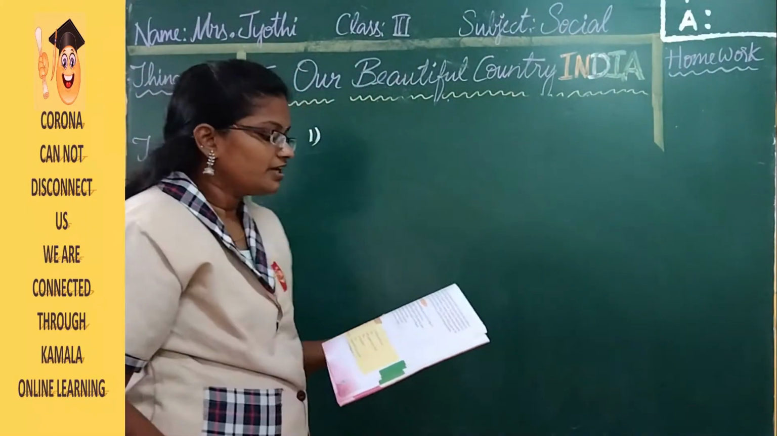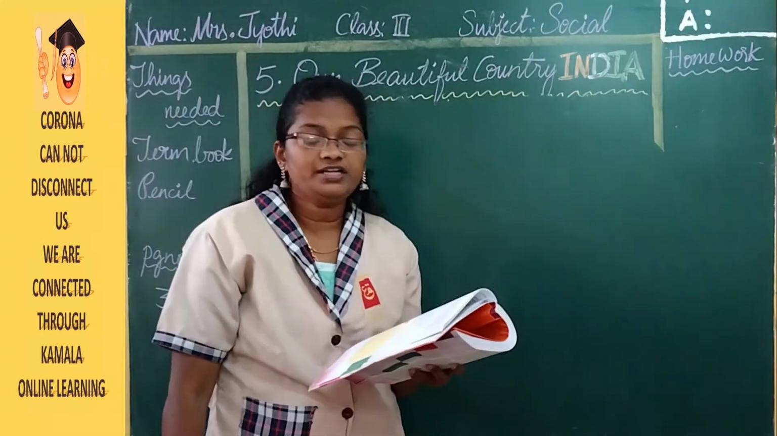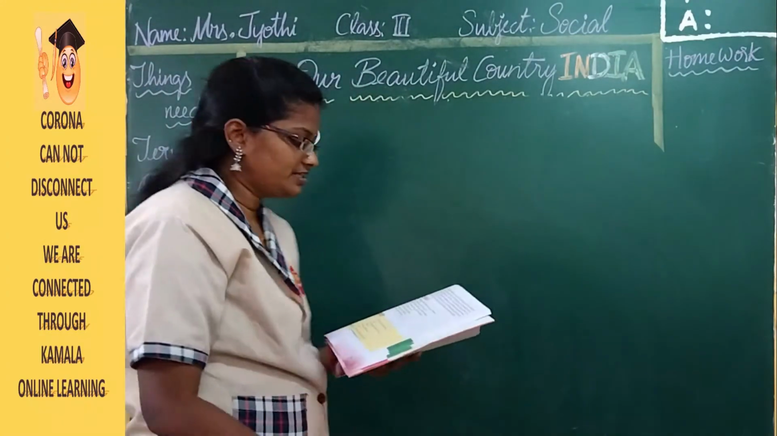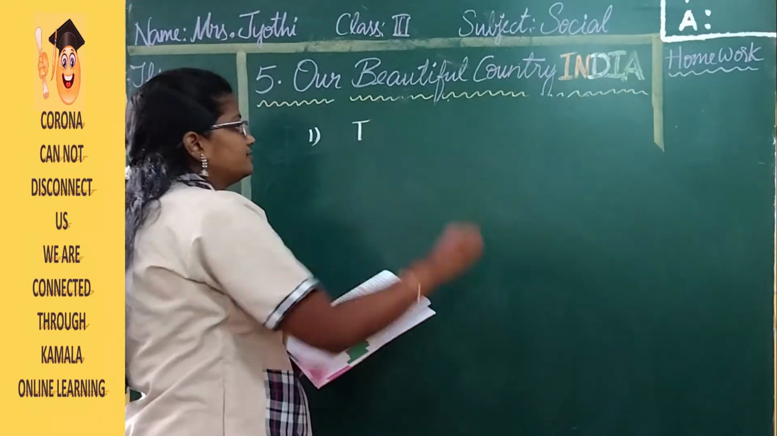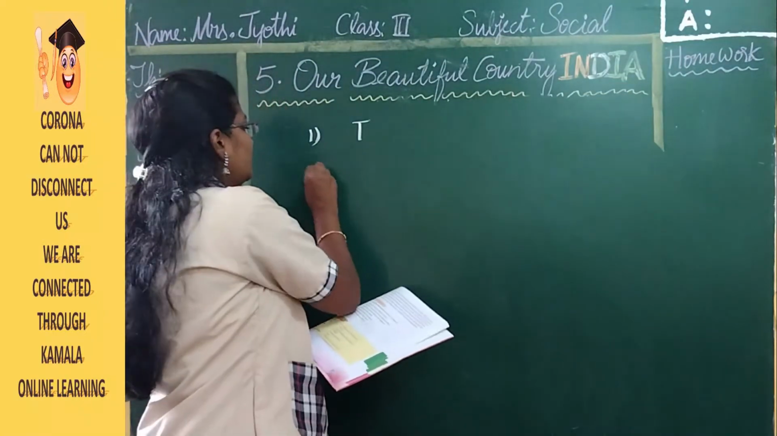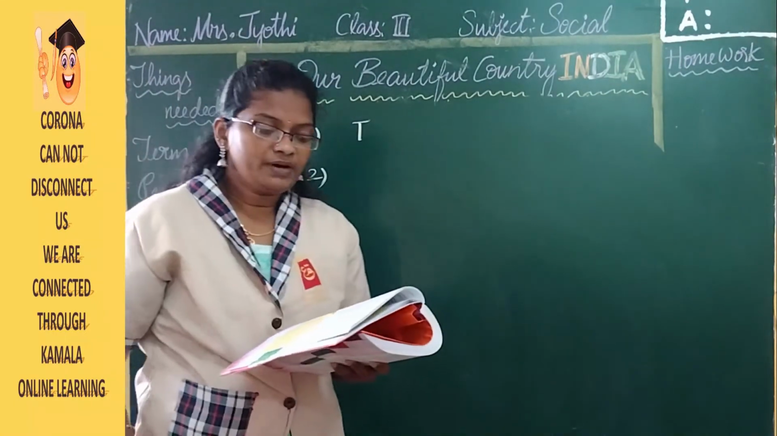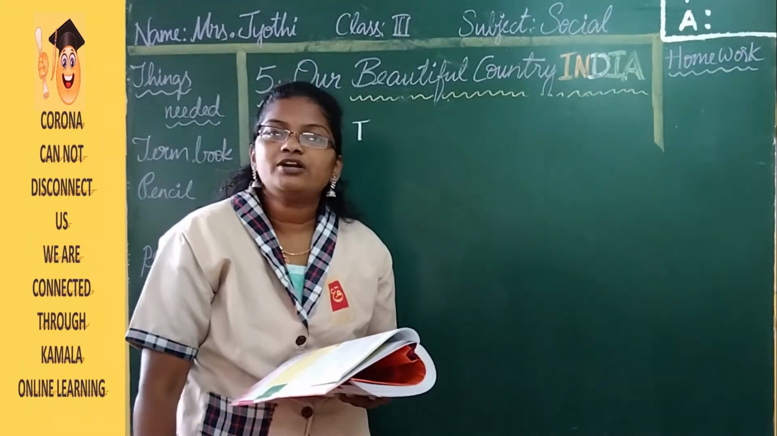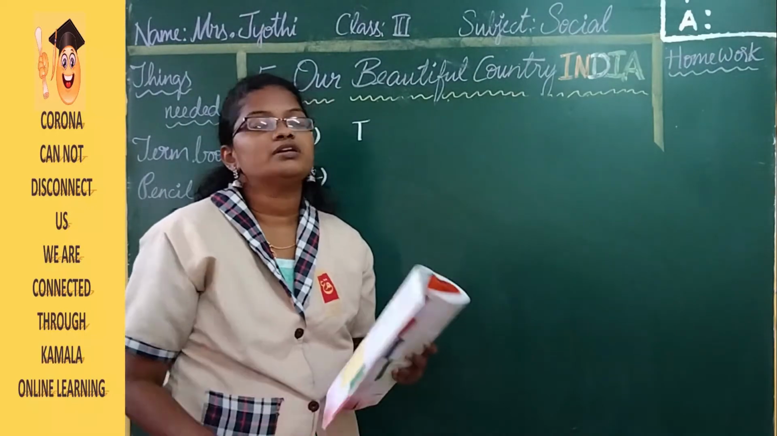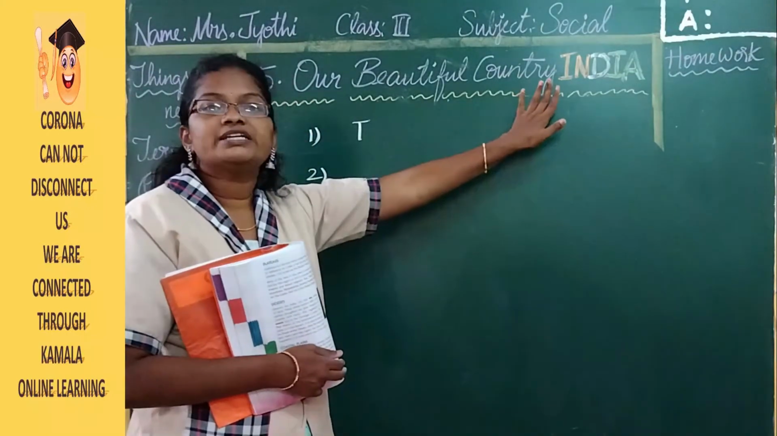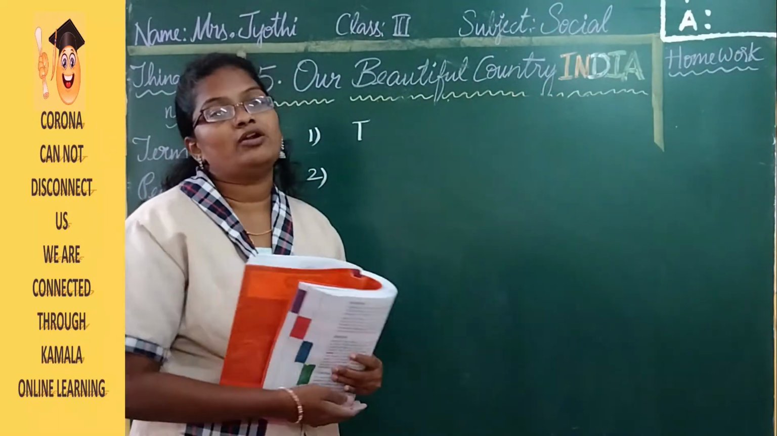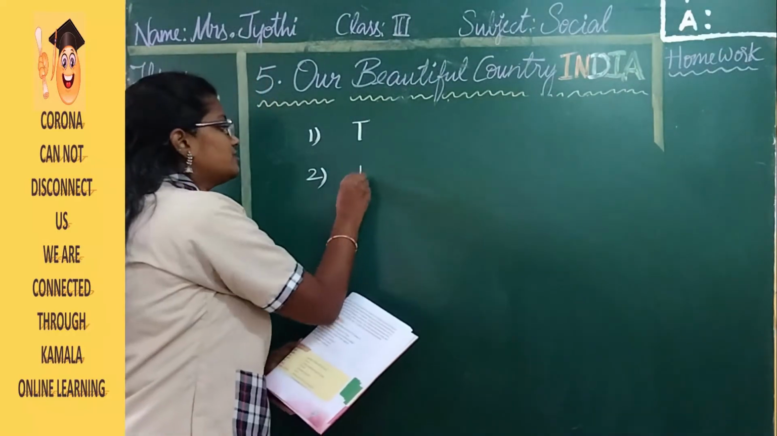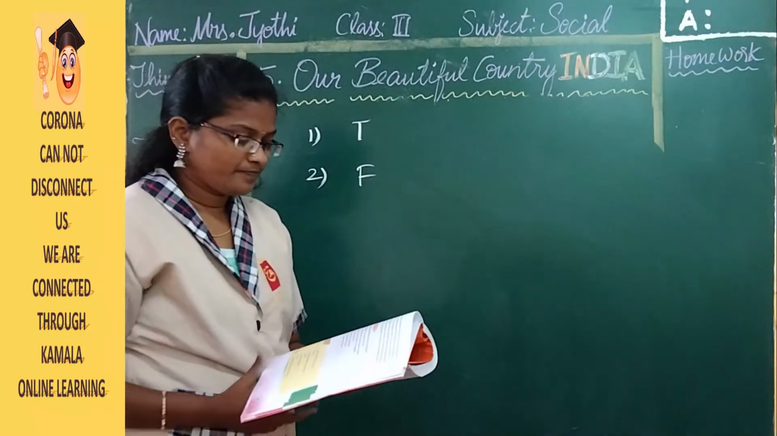The first one. India is situated in the continent of Asia. Yes, it is true. So write down T. Then second one. The northern part of India is surrounded by water. The northern part of India is surrounded by water. So northern part is the top part. It is surrounded by land but not by water. So the given statement is false.